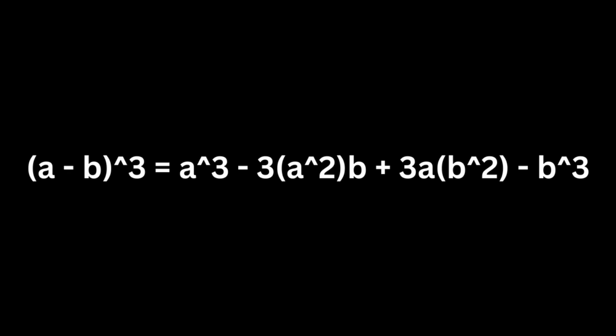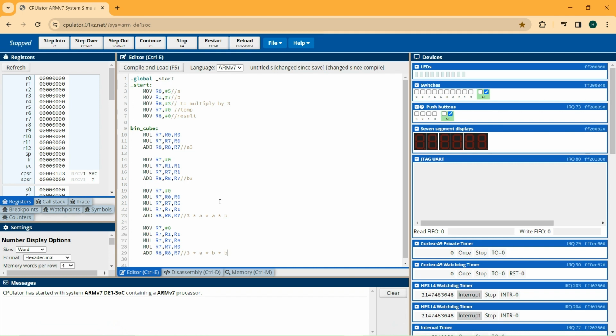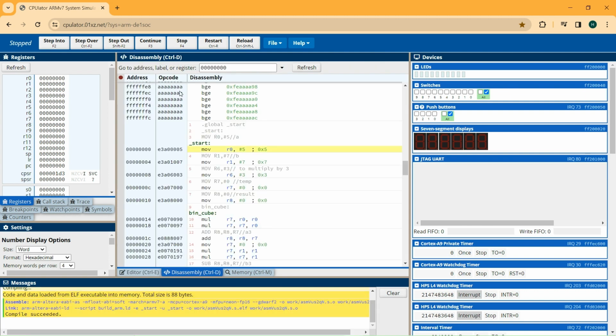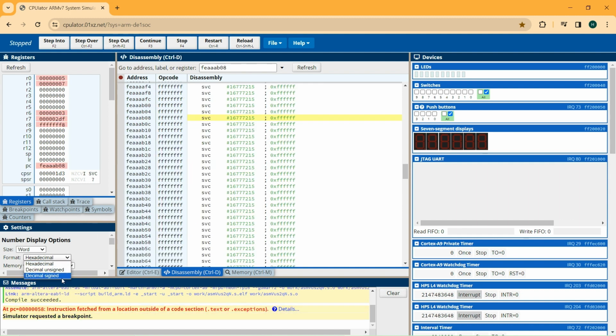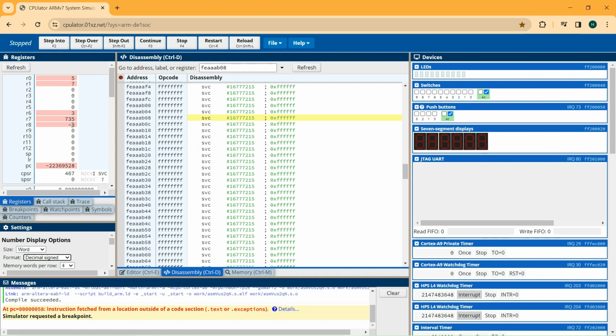This is the formula for (a - b) raised to the power of 3, so let's do this also. So I need to subtract b raised to the power of 3, and I need to subtract 3 times a squared times b. And let's now compile this code. I will press step out to skip going step by step. I will change to decimal sign, and the result is -8, so this code again works.